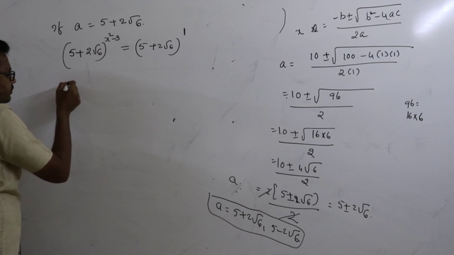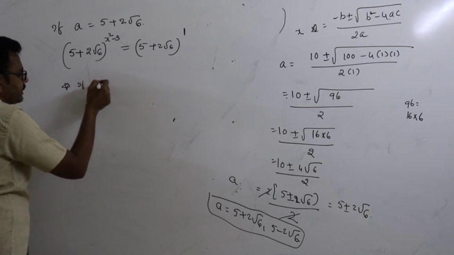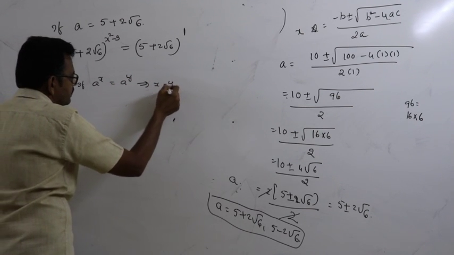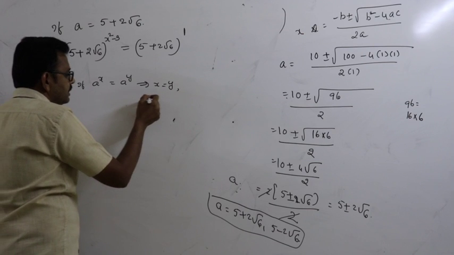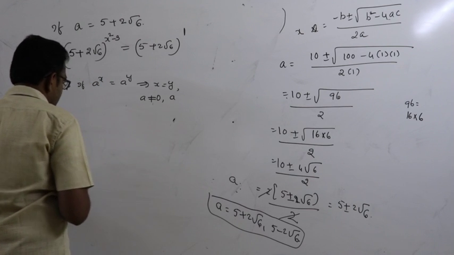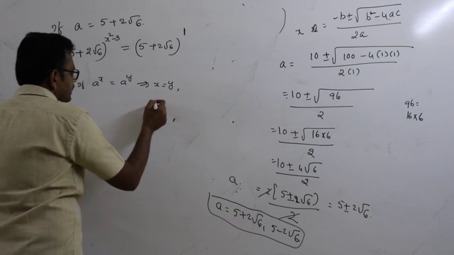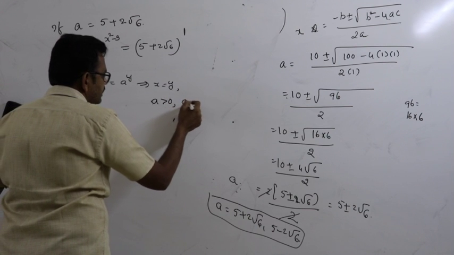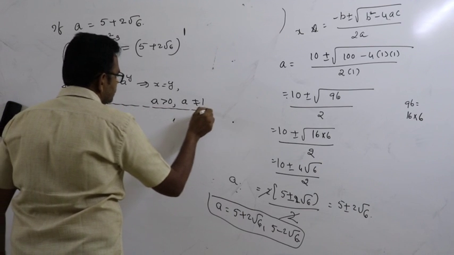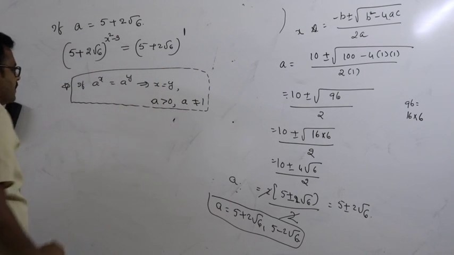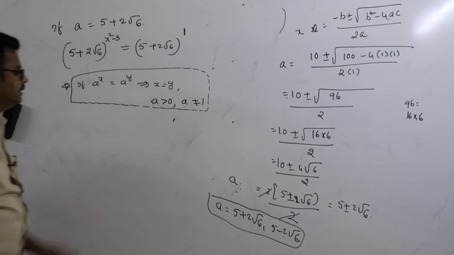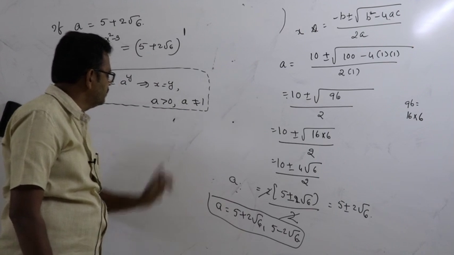So, an important point: if A power x is equal to A power y, this implies x equal to y, where A is greater than 0 and A is not equal to 1. So this point is important. A power x equal to A power y implies x is equal to y, where A is greater than 0 and not equal to 1.